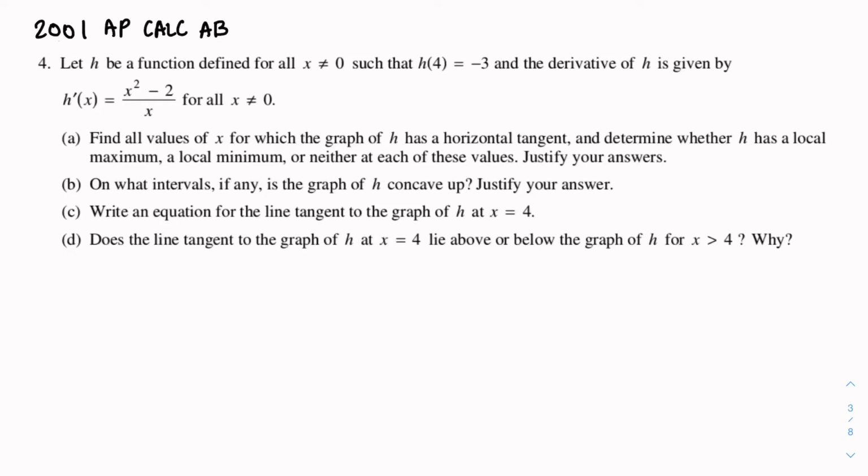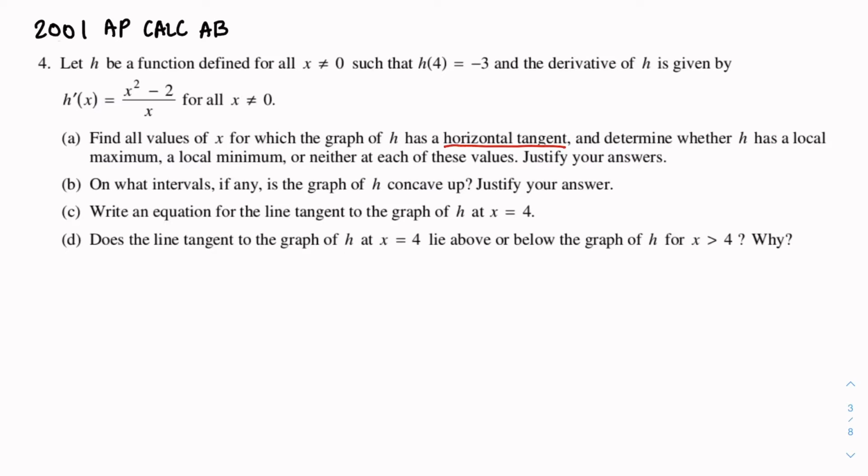Right, so the 2001 calculus exam had a problem, number 4, in which all 4 parts are solvable with just an understanding of derivatives. So let's jump in and see how we do. For part A, it says find all x values where the graph of h has a horizontal tangent, and then determine whether h has a local max, local min, or neither at each of these values.